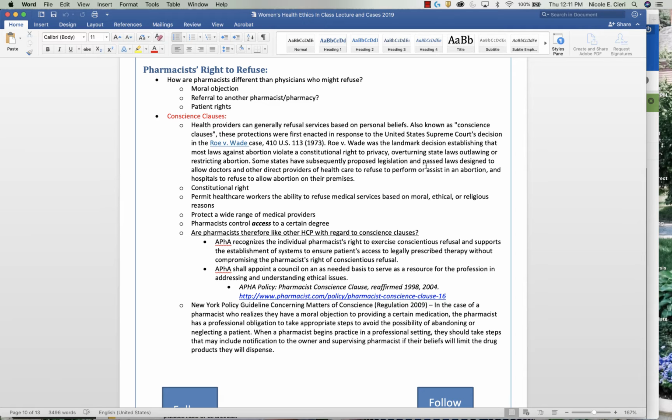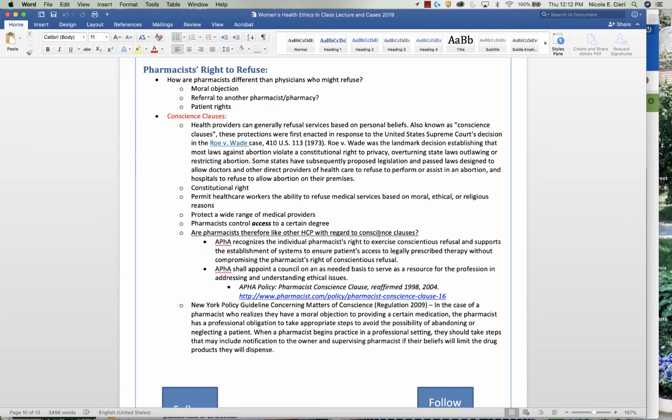So conscience clauses allow healthcare providers to refuse certain services based on a personal belief. It's considered a constitutional right to be able to refuse certain services based on your personal beliefs, and it can be either moral, ethical, or religious reasons that you refuse the medical services. It applies to different medical providers, and pharmacists can control access to a certain degree with this.